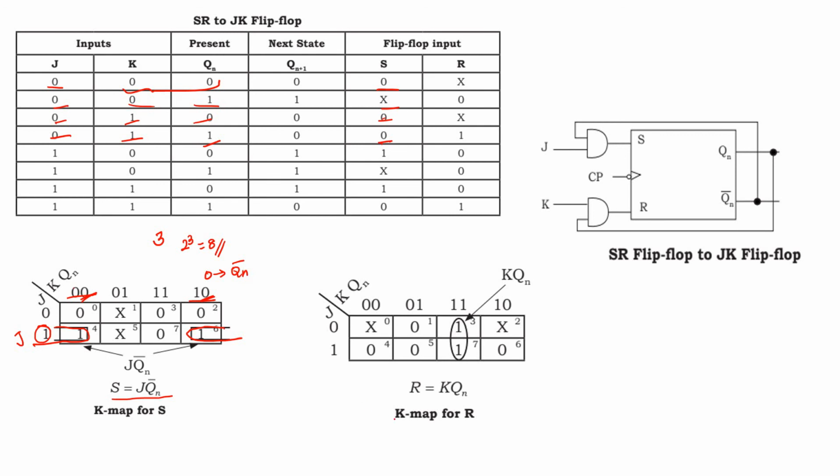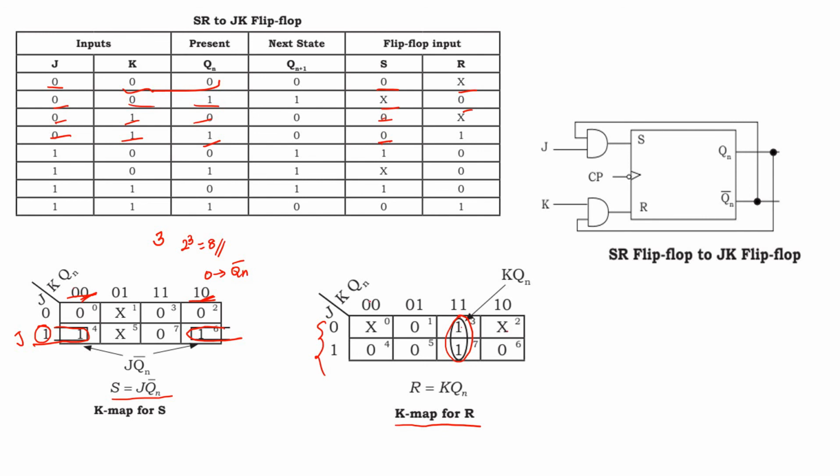In a similar manner, we have to find out the K map for R also. So K is equal to 0, J is equal to 0, QN 0, R value is X. And next fill the 0 value. Next X, then 1. In this way, finish the K map. This is also an 8 cell K map. Here also I am going to simplify this by grouping the neighboring cells together. 2 ones are there. I am going to group the cells together.